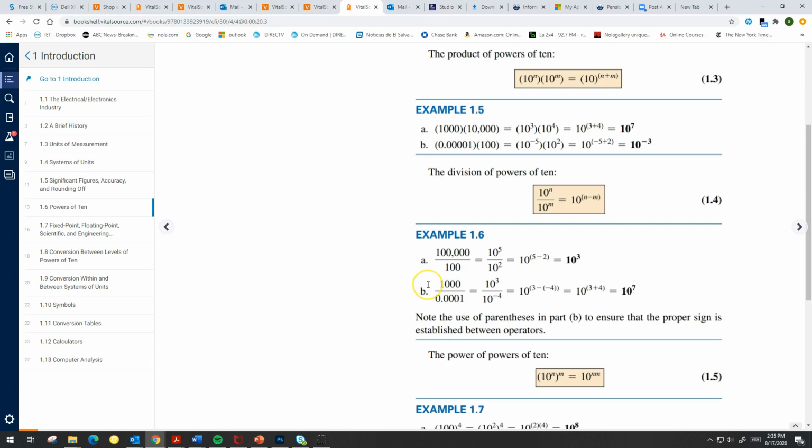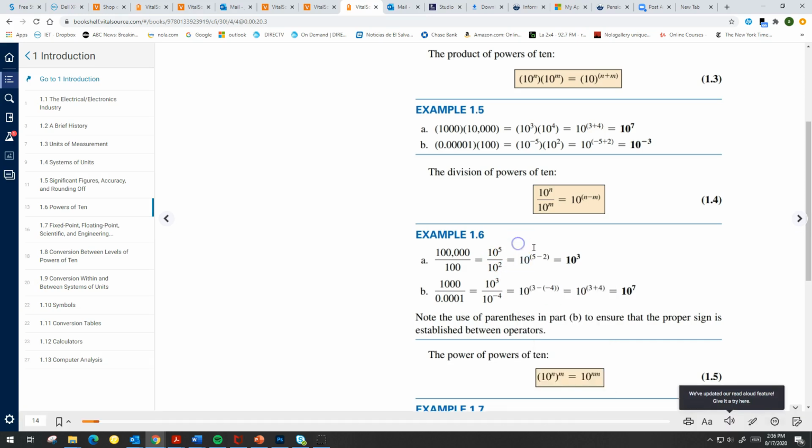Okay? So another example here, you have 100,000 over 100. Well, 100,000 is 10 to the 5th, right? There's 5 zeros, right? 10 to the 5th over 10 to the second. Well, when I simplify this expression, the 10 will remain because it's the same base, but then the exponents are going to subtract the top from the bottom. That's also important. You also subtract the top from the bottom. So 5 minus 2 will give me 10 to the third, and that will be the answer.